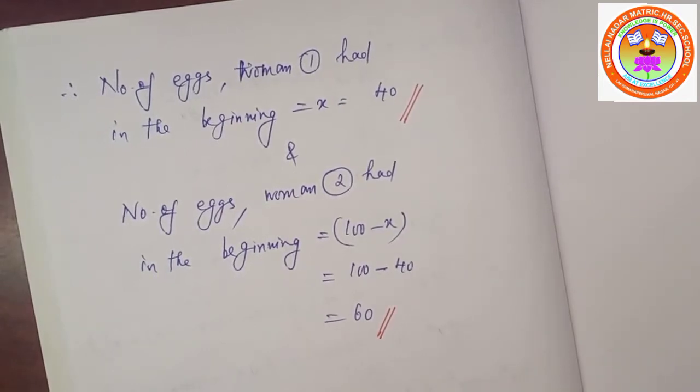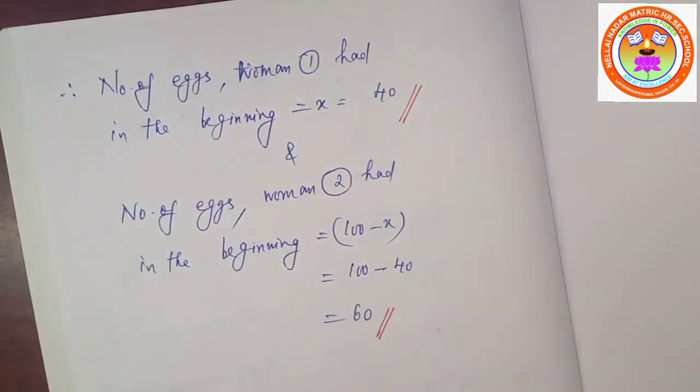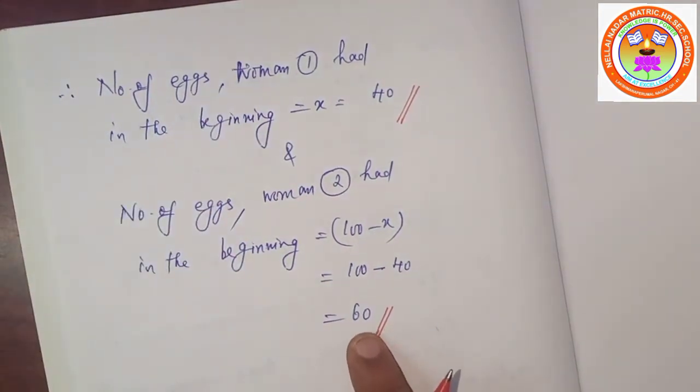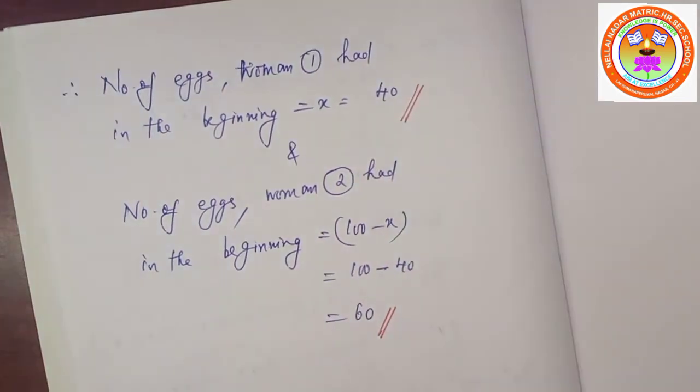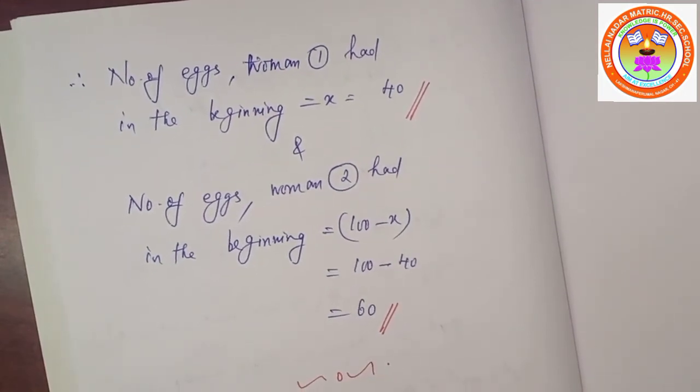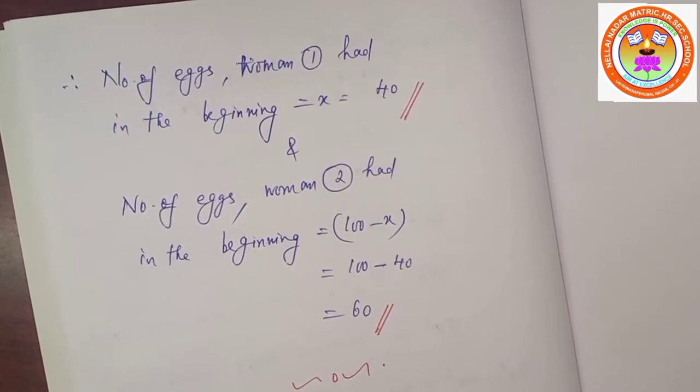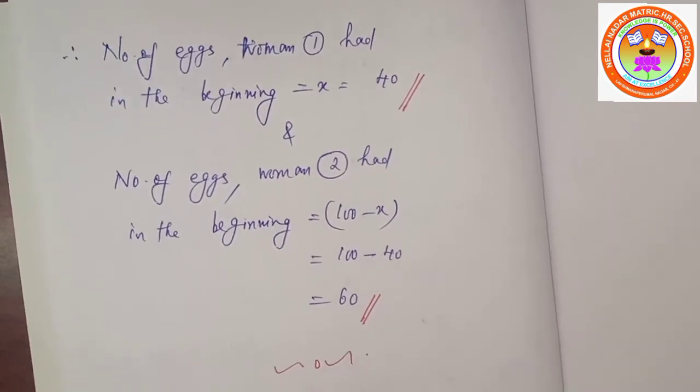According to the question, one woman has more eggs than the other. 60 eggs and 40 eggs. Woman 2 has more eggs than woman 1 according to the given data. Problem number 9 is completed. I'll be teaching the last problem, that's problem number 10, in the next video.